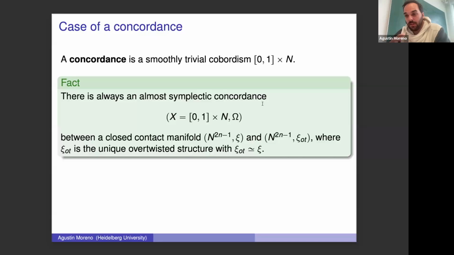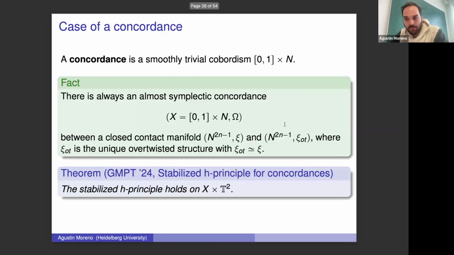You can convince yourself because the data of a concordance with an almost symplectic structure is equivalent to having a path of almost contact structures between these two contact structures, at each slice. So this follows directly from the h-principle of Borman and Murphy. So now we have this concordance. And the theorem that we prove, which is the essence of the stabilized h-principle, is that when you take the product with T2 of this particular cobordism, then you can solve the stabilized h-principle. You can find the symplectic form that you're looking for. So this is where all the complication is.